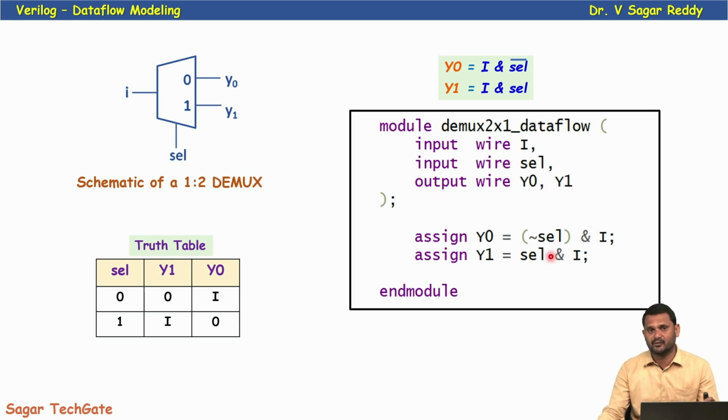So what is that actual equation? Continuous assignment statement. Assign y0 is equal to complement selection, negation selection, selection bar. Clear? Selection bar into I here. So assign y1 is equal to selection into I1. Directly we can write this equation, Boolean expression, as continuous assignment statements. We use the keyword assign. Assign y0 equal to complement selection line and I1 for this y0 expression. For y1 expression, assign y1 is equal to selection and I. This is a simple way to model digital circuits using the Dataflow model.